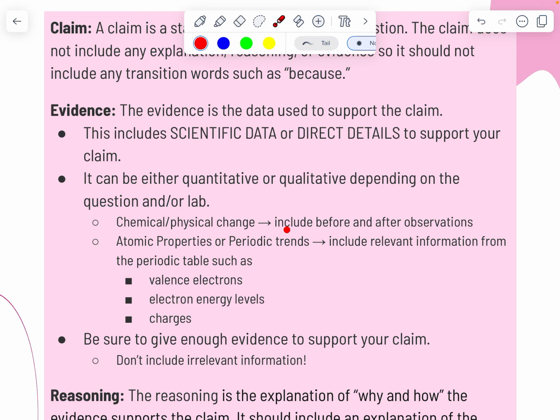So we are going to talk about chemical and physical changes later on. And so things that would fit into our evidence, those are our before observations and our after observations, if we wanted to show that maybe a change occurred or that a change didn't occur. Atomic properties or periodic trends, when we get to that later this unit, we could use information from our periodic table as evidence, like valence electrons, electron energy levels, or charges. I don't expect you to know any of that stuff yet. We'll talk about this stuff as we go, so this could be a good reference page. And you don't need to include irrelevant information, so just include the evidence that supports the claim you're making.